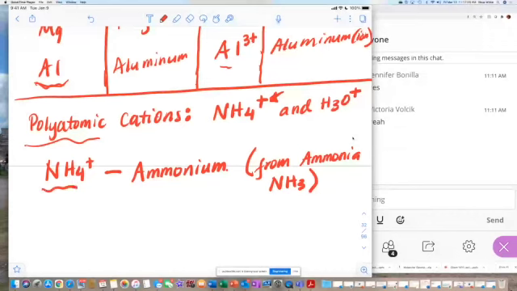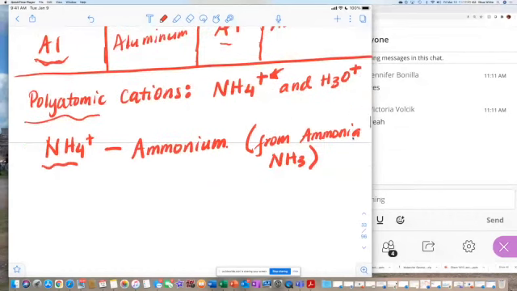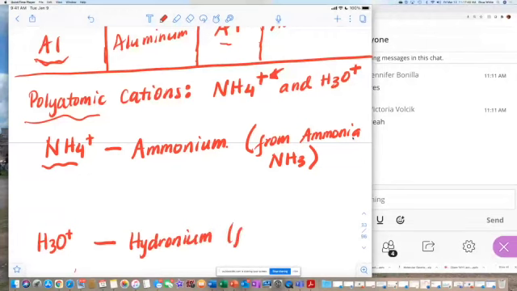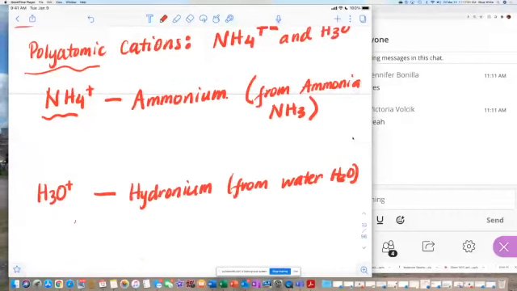These are not metals. You have more than one element to make the cation. The other one we have is H3O plus. Once again, this is called hydronium. If you know the formula of water, it looks like water. So this came from water. And water has the formula H2O, right? So as you can see, from the basic formula of water, you add an additional H and a positive, and that's how you get the hydronium ion.